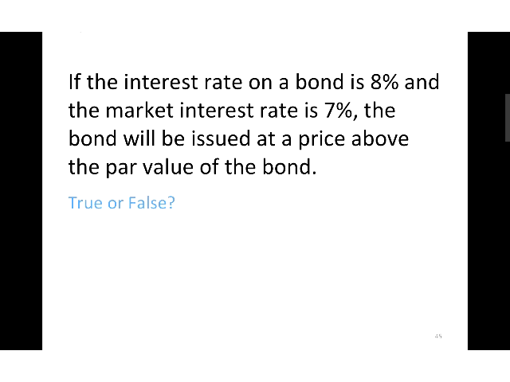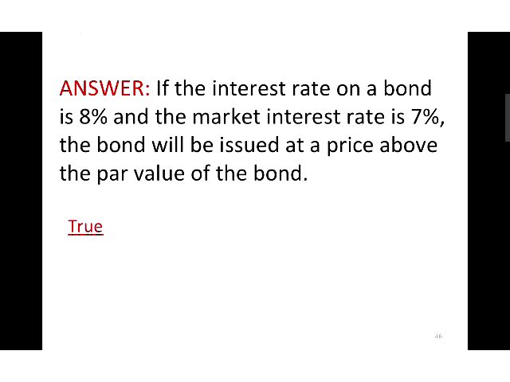Okay, interest rate on a bond is 8%, market rate 7%. That's going to be true. Interest rate on a bond is 8%, so it's paying 8, market 7. People are going to pay a premium because this is paying more than the market rate.